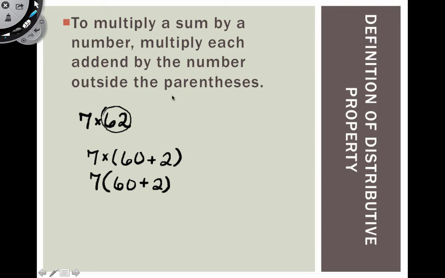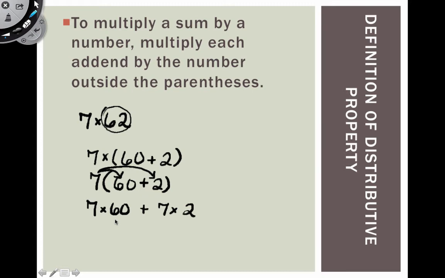So, and this is why I like the distributive property, because you distribute or give the 7 to the 60 and the 7 to the 2. So we multiply the 7 times the 60 plus the 7 times the 2. And we go ahead and we do our math now to solve our expression or evaluate our expression.